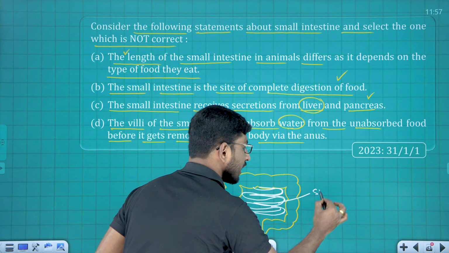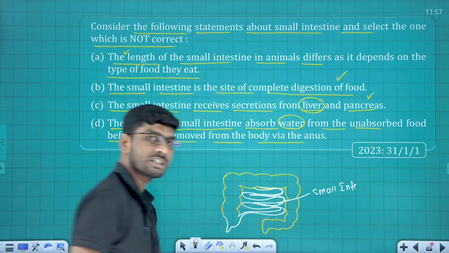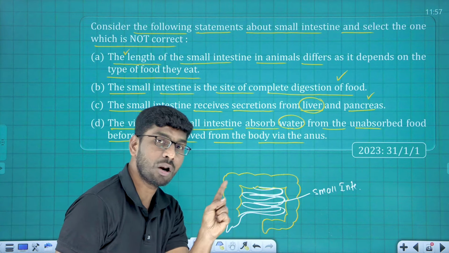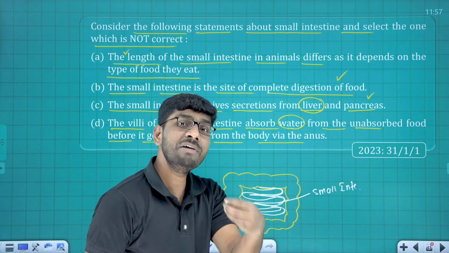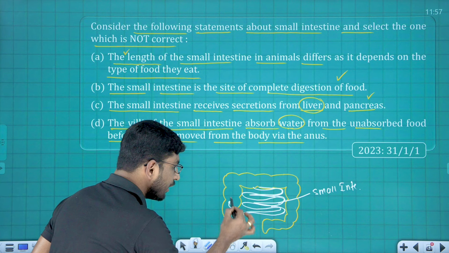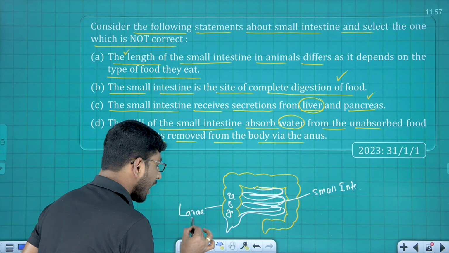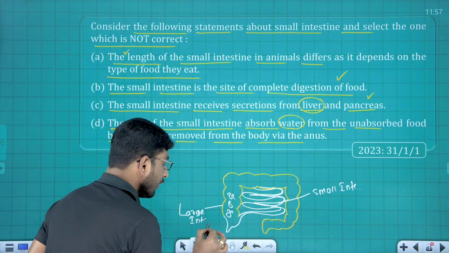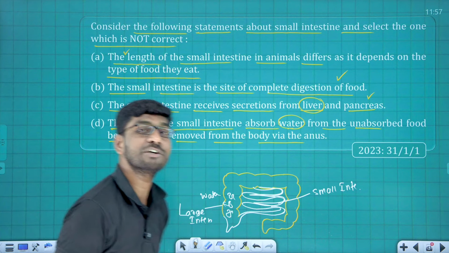So where exactly does food material undergo digestion? In the small intestine. This is the small intestine where complete food material undergoes digestion. Carbohydrate into glucose, proteins into amino acids, fat into fatty acids and glycerol. And absorption also takes place in the small intestine. Where will undigested food go? Undigested food will come into the large intestine. So in the large intestine, what happens? Water undergoes reabsorption from this undigested food.